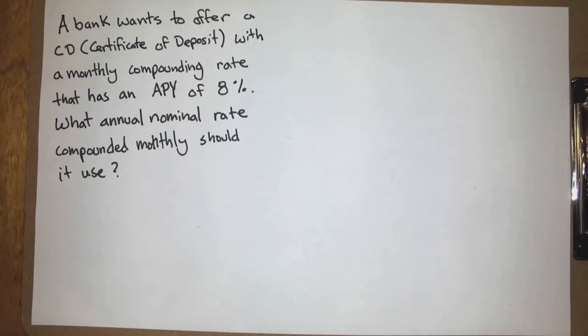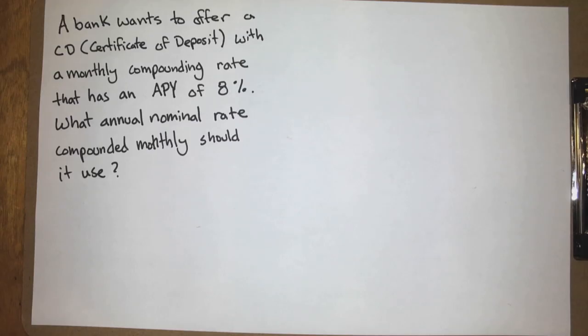All right. So, a bank wants to offer a CD, which stands for a certificate of deposit, with a monthly compounding rate that has an annual percentage yield of 8%. What annual nominal rate compounded monthly should it use? All right, lots of words here to think about.